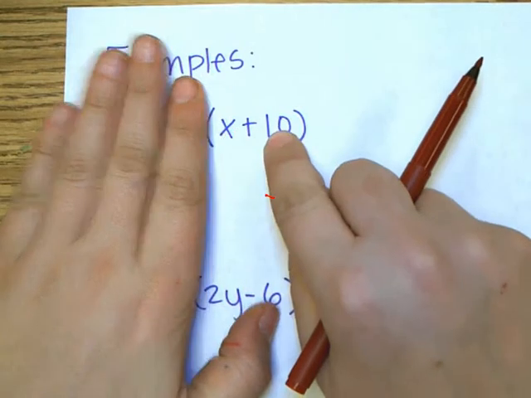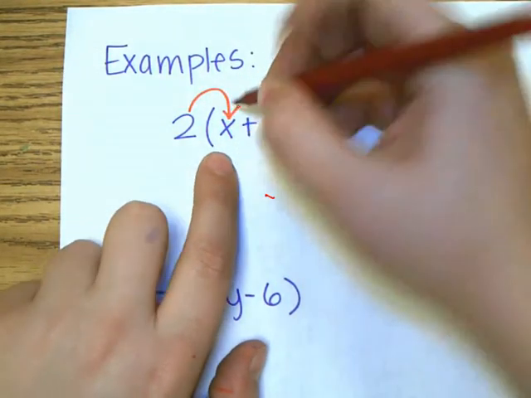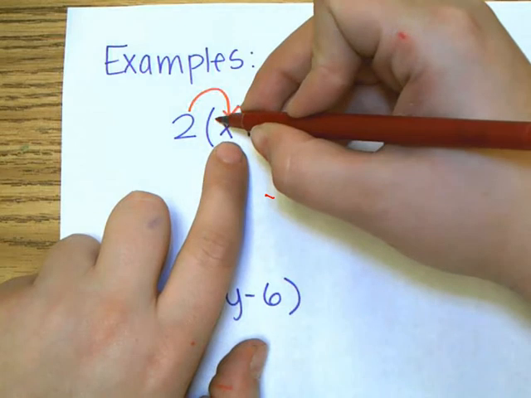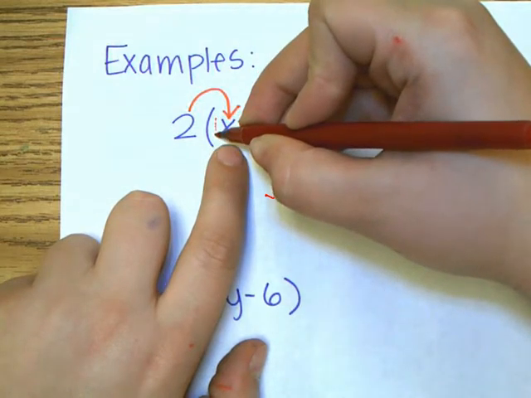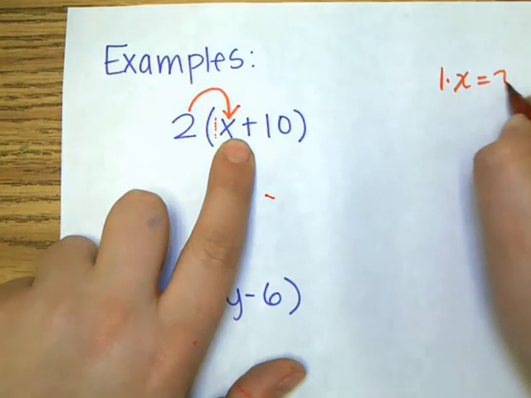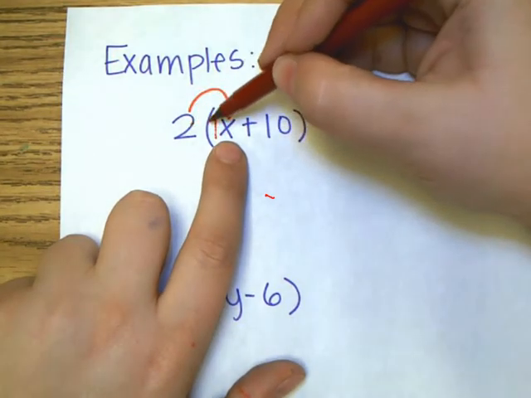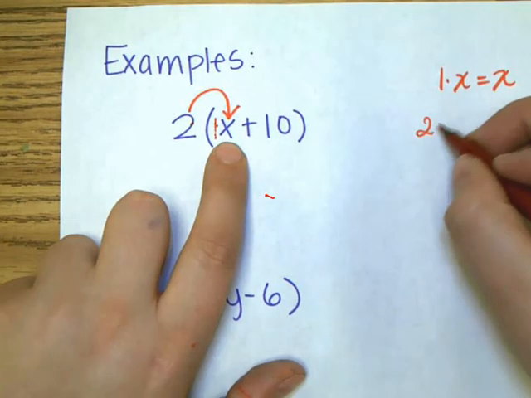So we're going to take the number on the outside. We can't do the parentheses because we don't know what x is to add 10. So we're going to take the number on the outside and multiply it to this term. So in front of the x, we could put a 1 here because 1 times x is just x. So there's like this imaginary 1 here.